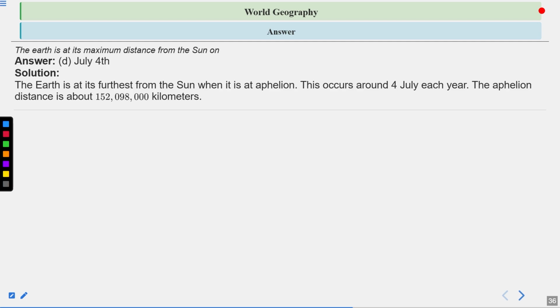The aphelion distance is about 15 crore 20 lakh 98,000 kilometers. The other position is perihelion, and perihelion occurs on 3rd of January. On that day, the distance between the Earth and the Sun is the minimum, approximately 14 crore 96 lakh kilometers. So the correct answer for this question is option D, July 4th.